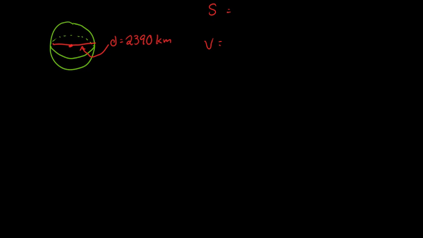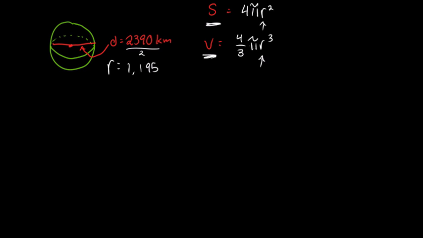So if I'm looking to find the surface area and the volume, they give me the diameter. And for surface area, that is 4 pi r squared. And then volume, I should be using 4/3 pi r cubed. In order to find these, I need to know what the radius equals. That's the only piece of information that I need. So I'm going to be chopping the diameter in half, and I will get the radius equals 1,195 kilometers. And then into each of my formulas, I'm going to plug that in.